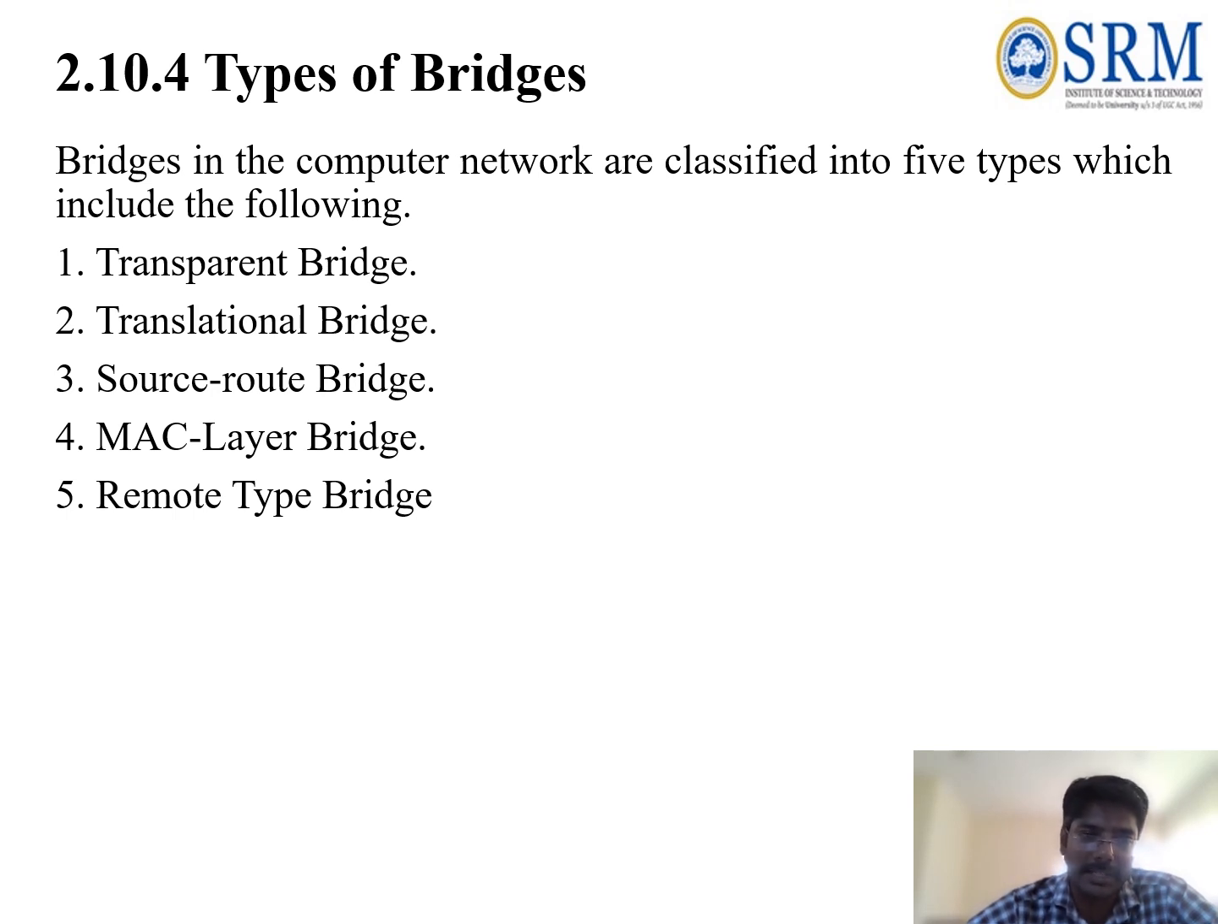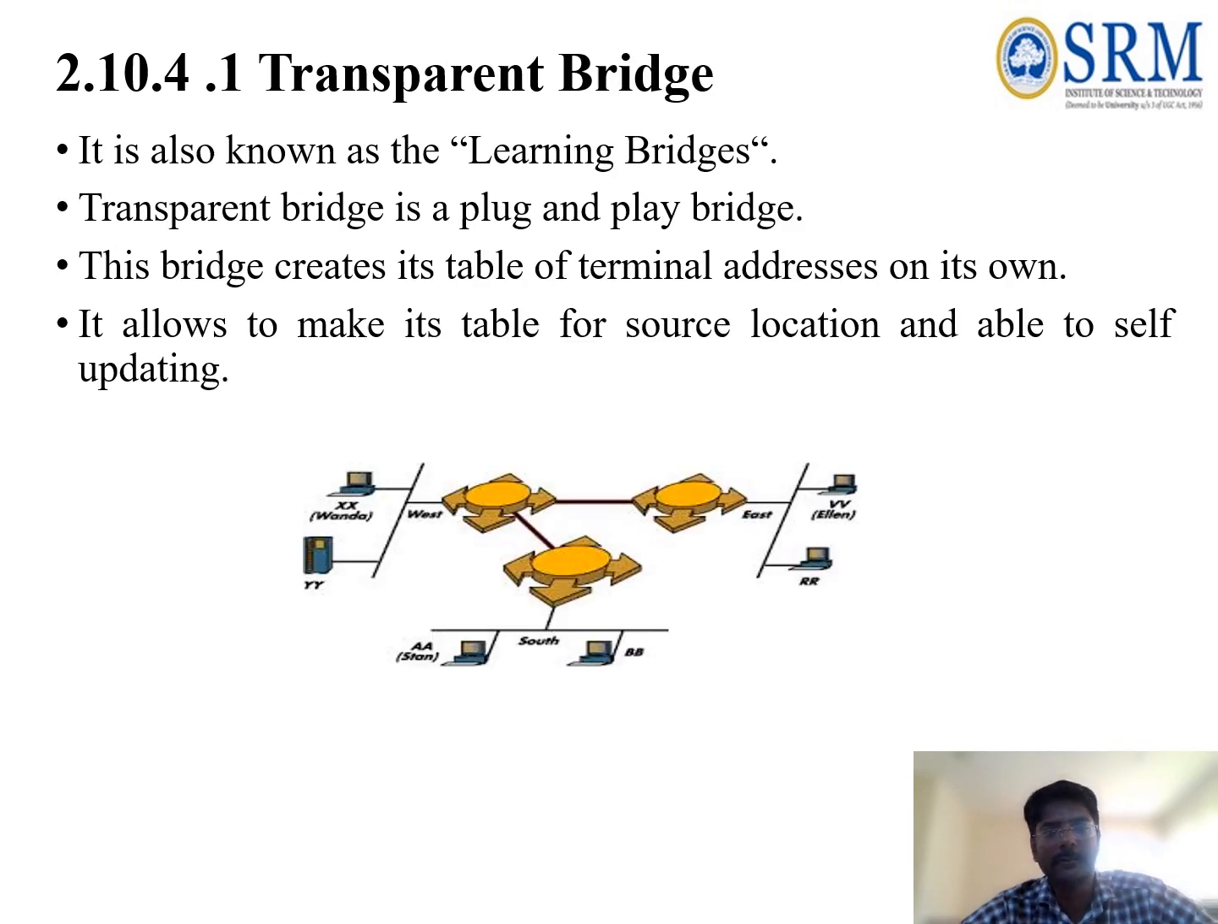So what are the different types of bridges? One is the transparent bridge, then the translational bridge, source route bridge, MAC layer bridge, and remote type bridge. These are the different bridges available in computer networks. Let me discuss them one by one. What is a transparent bridge? It is also known as a learning bridge.